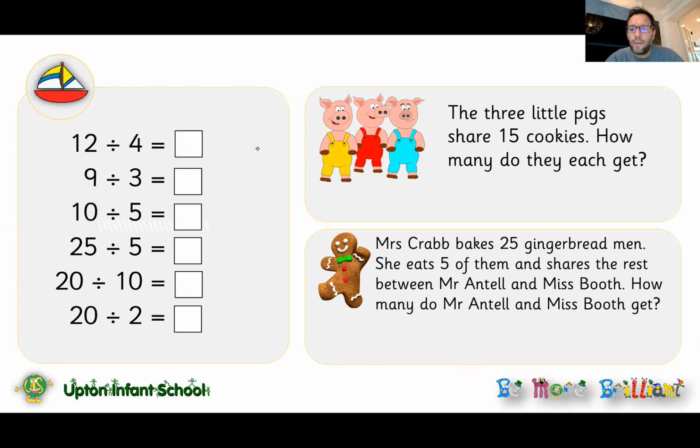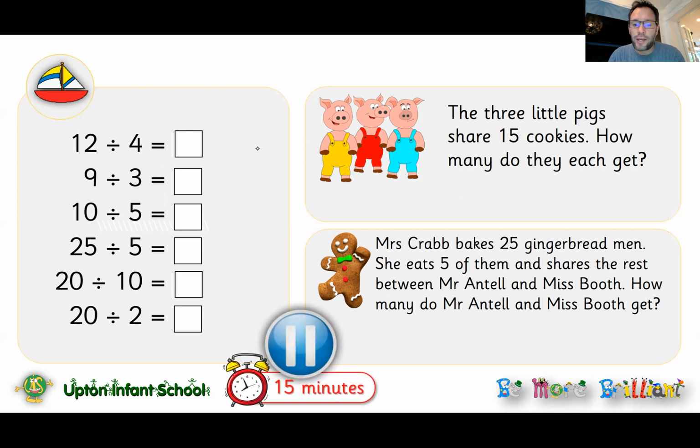And then the next one has got 2 parts to it, so you need to think this one through carefully. Mrs. Crab bakes 25 gingerbread men. She eats 5 of them herself, and then she shares the rest between Mr. Antell and Miss Booth. How many do Mr. Antell and Miss Booth get? So first of all, she starts with 25, she eats 5 of them, think how many are left, and then she shares them between Mr. Antell and Miss Booth. Pause the video here if you'd like to have a go at those challenges. And again, that should take you no more than 15 minutes.